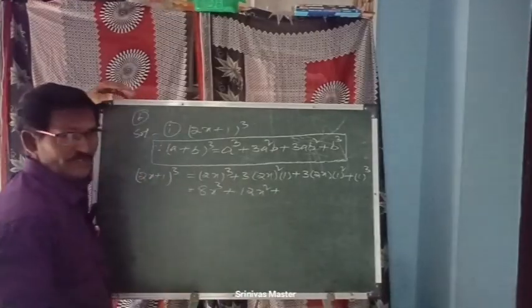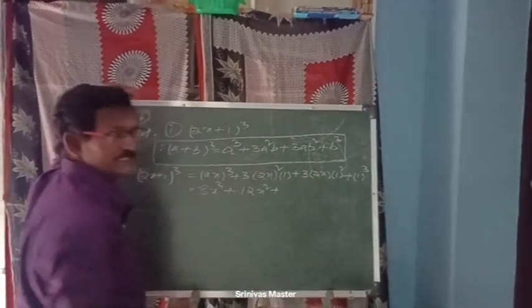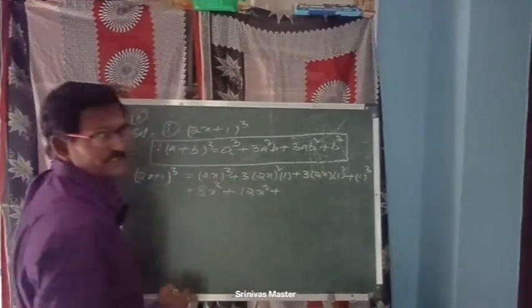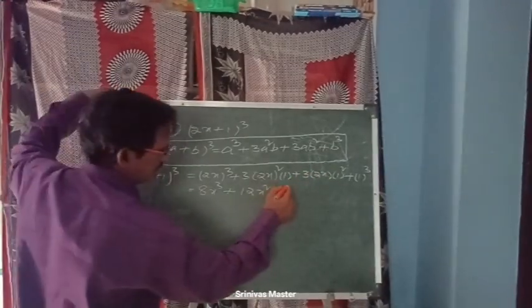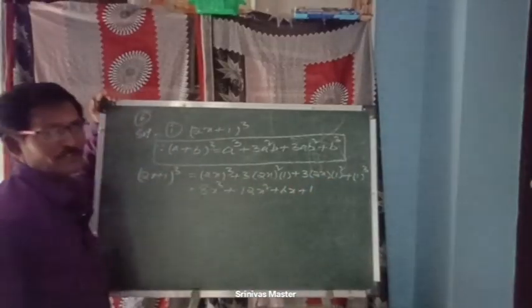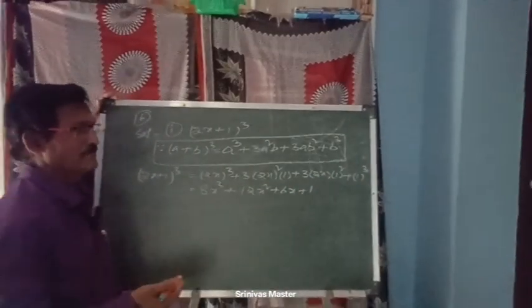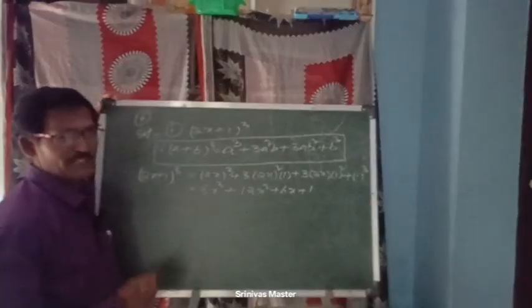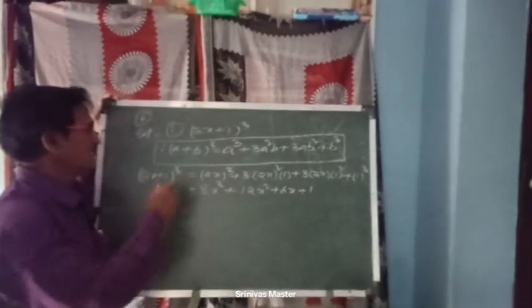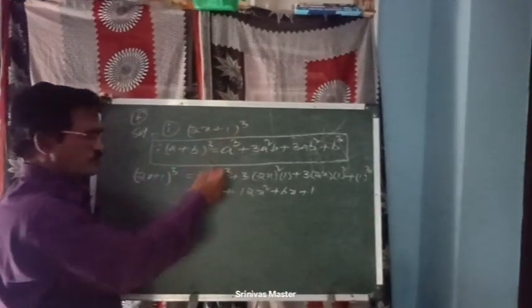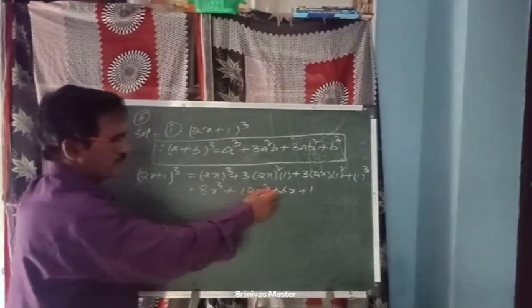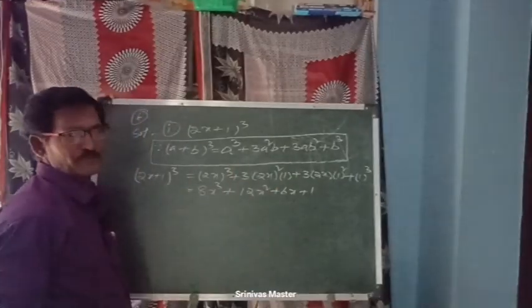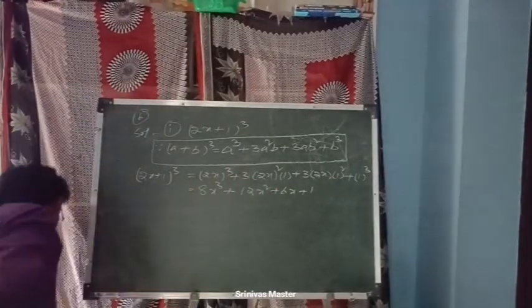Plus here 3 into 2x, 6x. 1 square means 1. You know that. That means 6x into 1 means 6x. Plus 1 cube. 1 cube means 1 many times, and if you multiply it many times you get only 1. So the result of 2x plus 1 whole cube is 8x cube plus 12x square plus 6x plus 1.